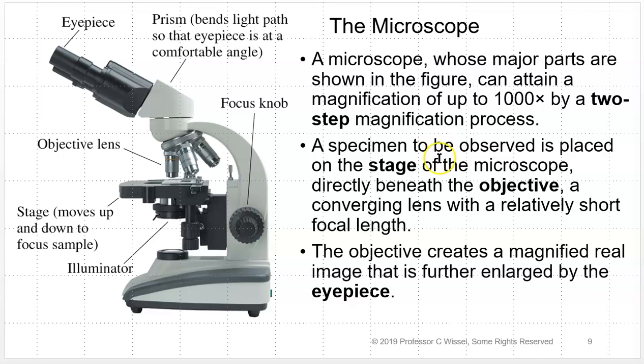Now, a microscope can attain a magnification of up to 1,000 times by a two-step magnification process. The specimen to be observed is placed on the stage of the microscope directly beneath the objective. The objective is a converging lens with a relatively short focal length. The objective creates a magnified real image that is further enlarged by the eyepiece. And the choice of magnification is in here. They have different objective lenses.